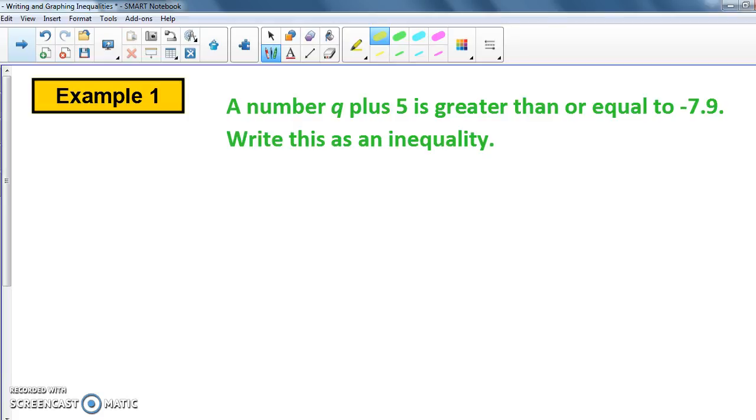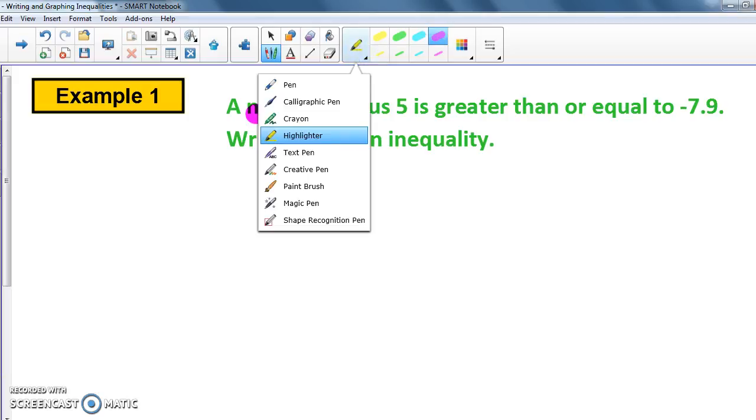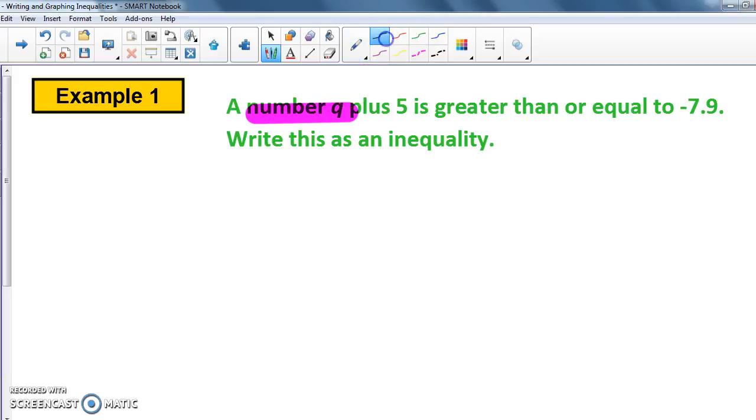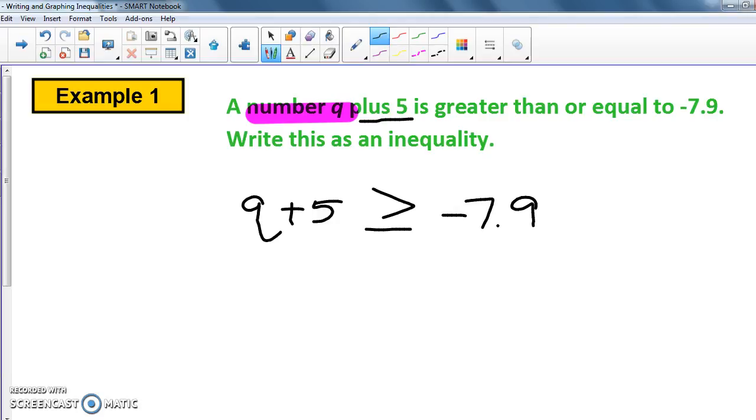So example 1 says a number q plus 5 is greater than or equal to negative 7.9. Write this as an inequality. All right, well, when you see a number q right here, that just means q. So we're going to go ahead and write down q. Then it says plus 5 is greater than or equal to, well, that's going to be this symbol right here, negative 7.9. And that's it. That's how you would do it.